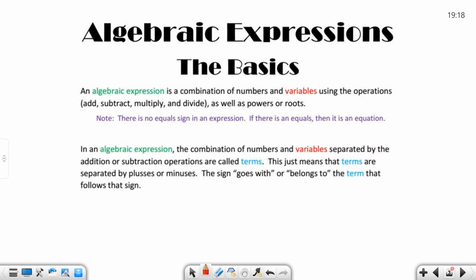All right, so in an algebraic expression, the combination of numbers and variables separated by the addition or subtraction operations are called terms. This means that terms are separated by pluses or minuses. The sign goes with or belongs to the term that follows that sign.